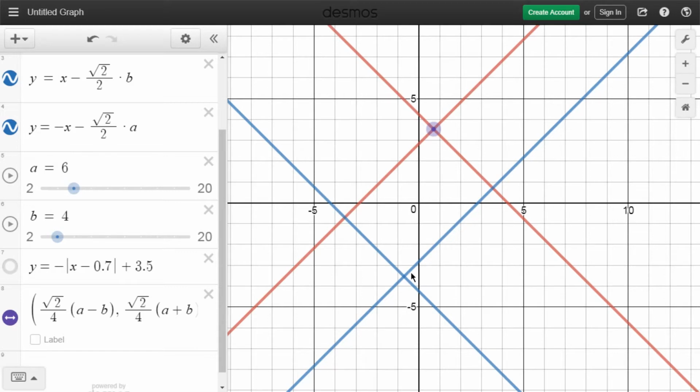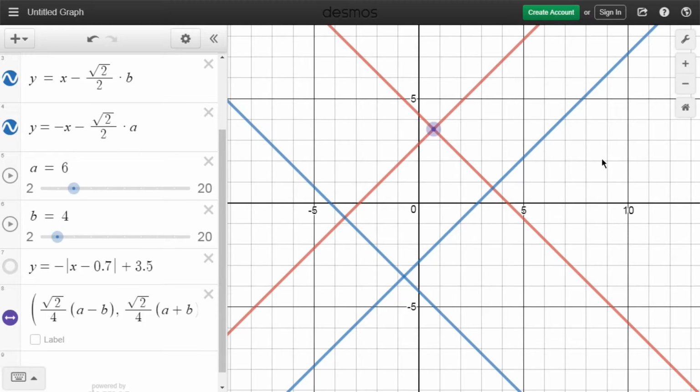Now, if we wanted to find this one over here, we're basically just rotating it 180 degrees around the origin, which is basically the exact same thing as just reflecting in the x-axis and reflecting in the y-axis.